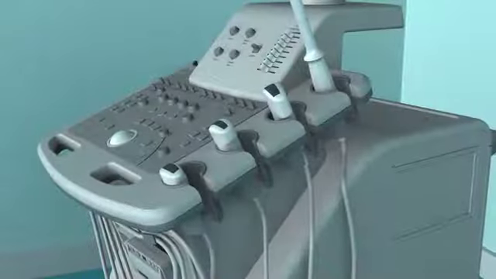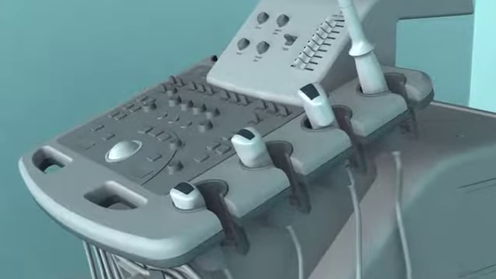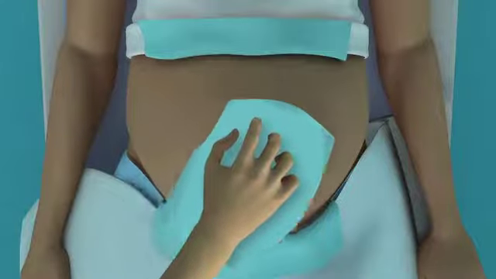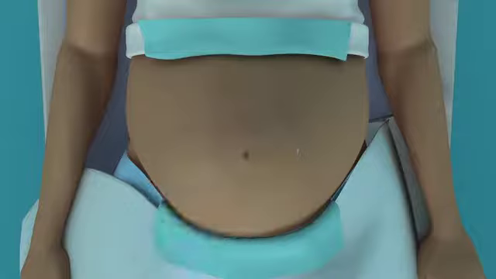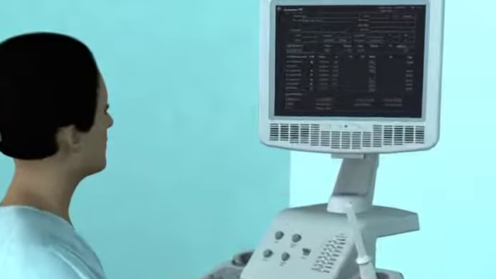Clean the probe and return it safely to the probe holder on the ultrasound scanner. Clean the woman's abdomen and allow her to sit up. Now wash your hands. Bring up the report mode on the ultrasound screen and check the measurements.